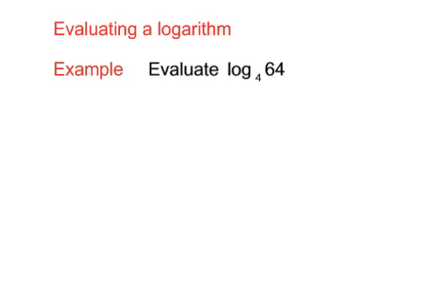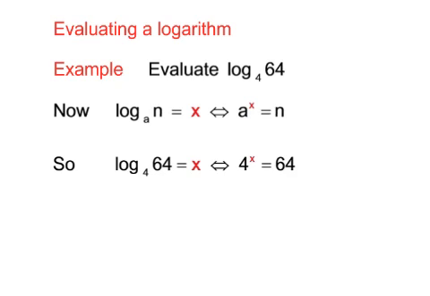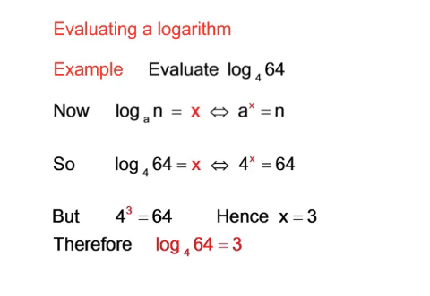Now let's work out log of 64 to the base 4. We'll write the equivalent statement first, and beneath that, log of 64 to the base 4 equals x is the same as 4 to the power of x is 64. In other words, what we're trying to do here is working out what the x value is, the power of 4. So 4 cubed gives us 64, 4 times 4 times 4. In other words, x is equal to 3. Therefore, log of 64 to the base 4 is equal to 3.